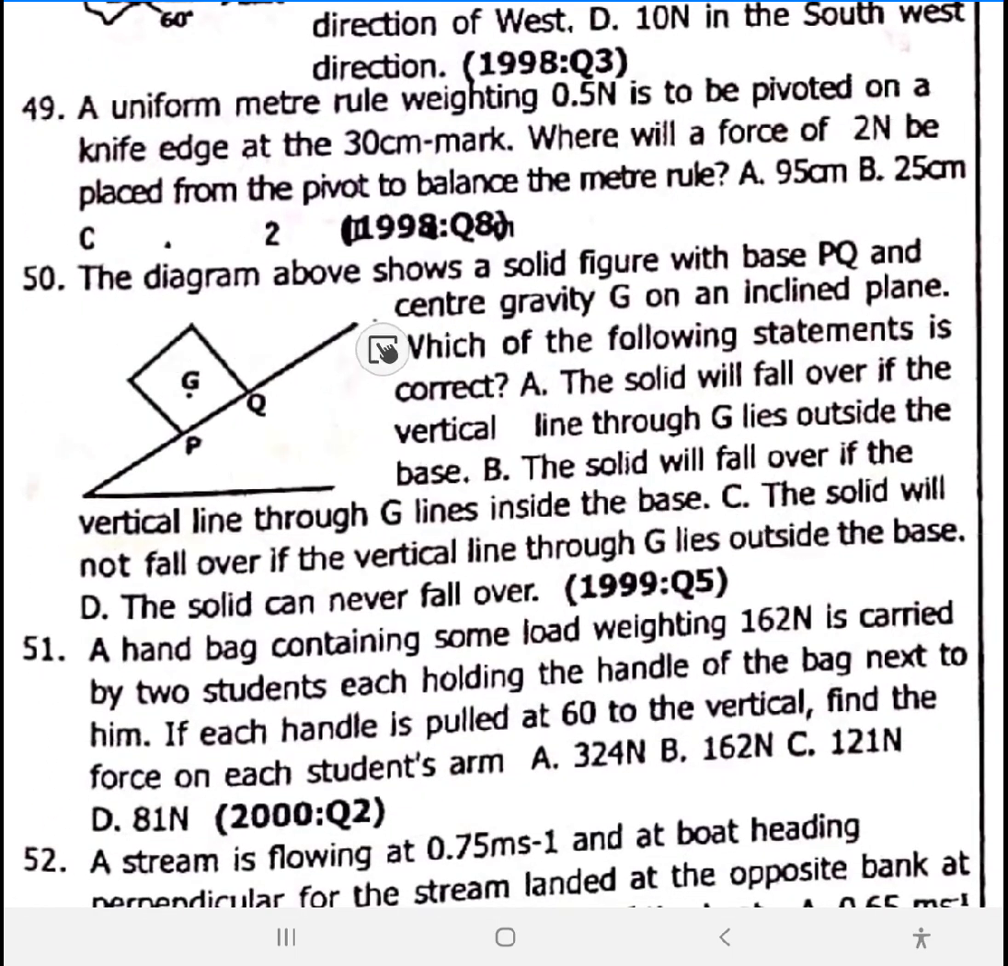Okay, the diagram above shows a solid figure with base PQ, see the base PQ, and center of gravity G on an inclined plane. Which of the following statements is correct? The solid will fall over if the vertical line through G, there's an invisible vertical line, an up-down straight line, through G lies outside the base. So 50 is option A.